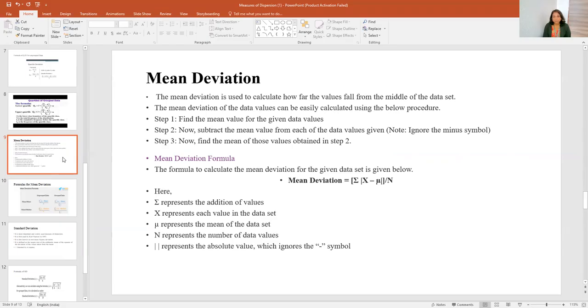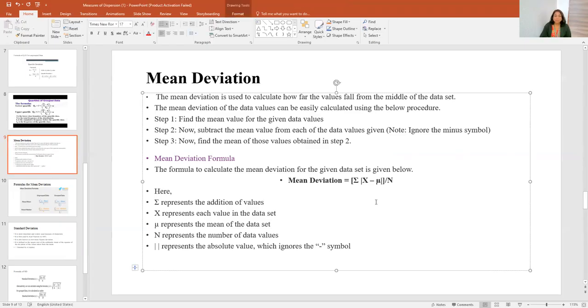It is for the ungrouped data, when there is no frequency. Then we can use this formula. So this mean deviation can be mean deviation from mean, mean deviation from median, or mean deviation from mode. Only the value here will change. If it is mean deviation from mean, it will be the summation of mod of x minus mean. If it is mean deviation from median, it will be x minus median divided by n. If it is mean deviation from mode, it will be x minus mode divided by n.